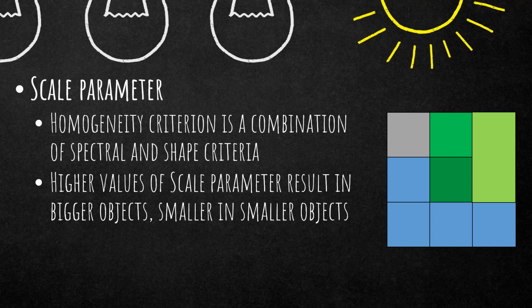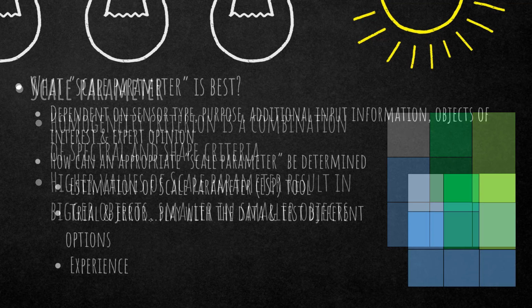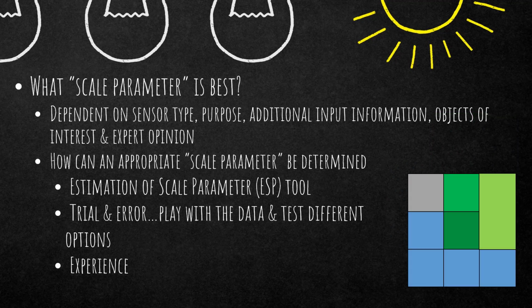First of all, the scale parameter. This is a homogeneity criterion and is a combination of the spectral and shape criteria. And that means that if you increase your scale parameter, your image objects become more heterogeneous. Therefore, a higher scale parameter means you have higher variability of pixel values within your object. To put it in a nutshell, if you increase the scale parameter, the size of your image objects will increase as well. So the question always pops up, what scale parameter is best?